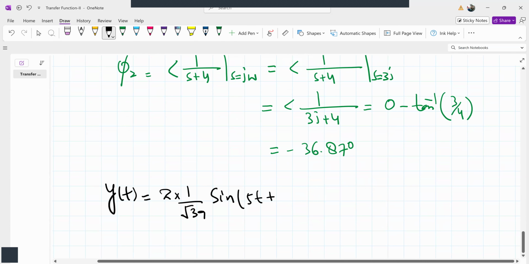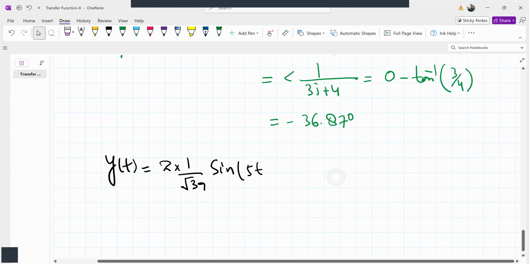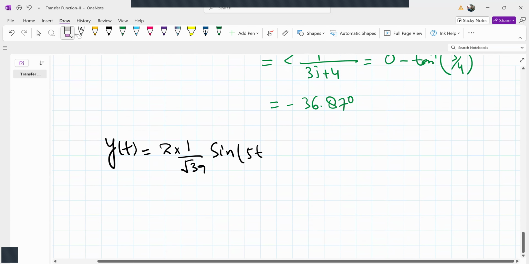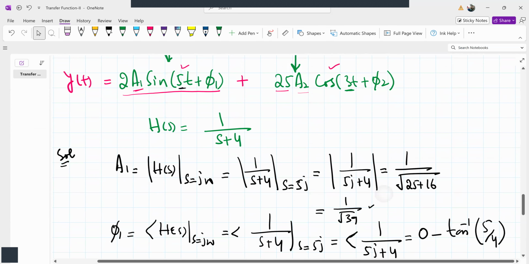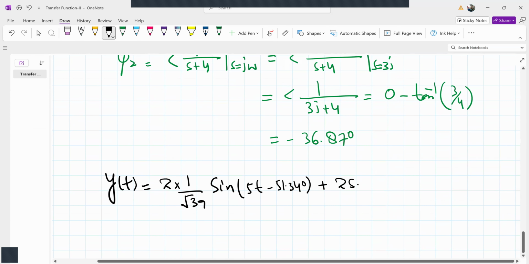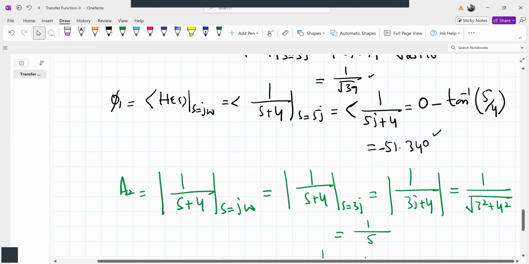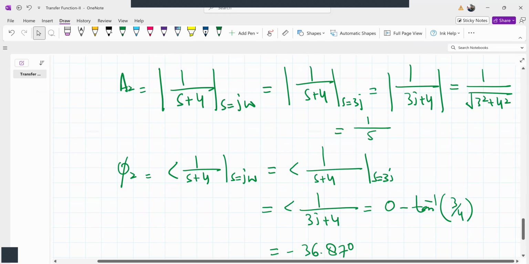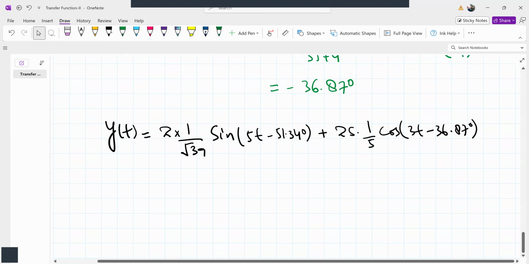5t plus phi 1. How much is phi 1? Phi 1 is minus 51.34 degrees, plus, what is the second source? 25A2. So 25A2 is 1 by 5 cosine 3t plus phi 2. Phi 2 is minus 36.87 degrees.